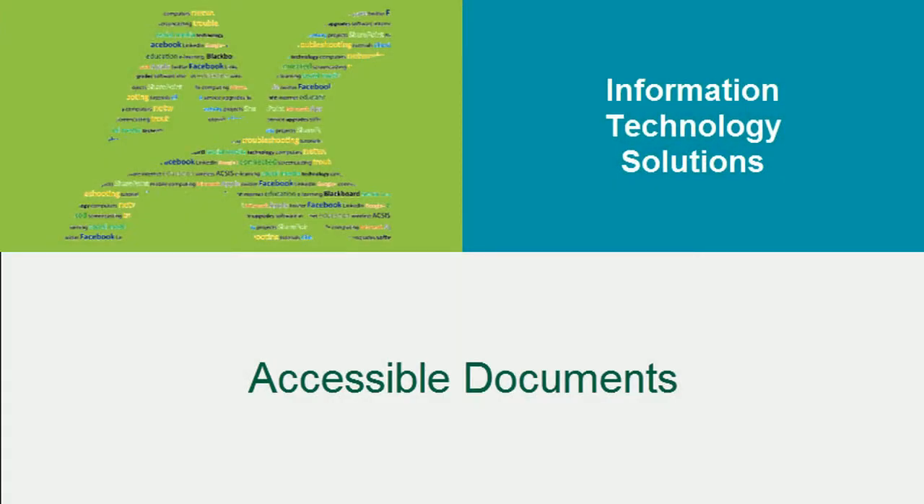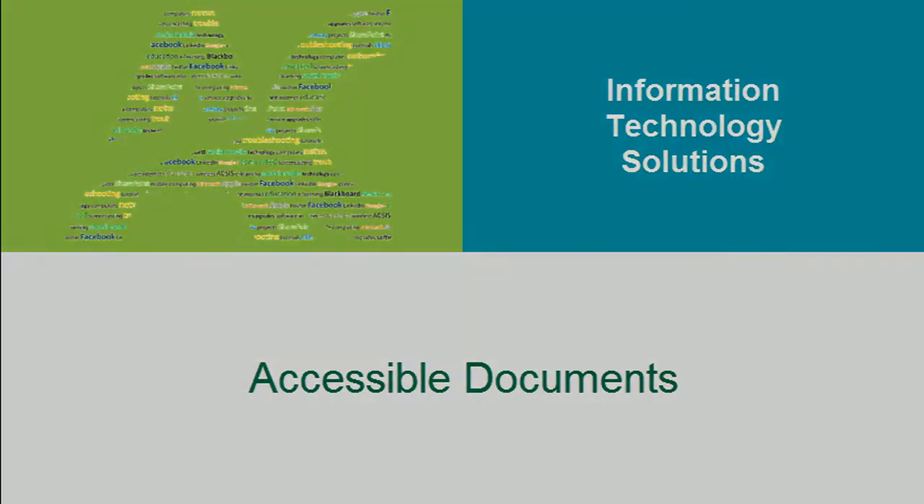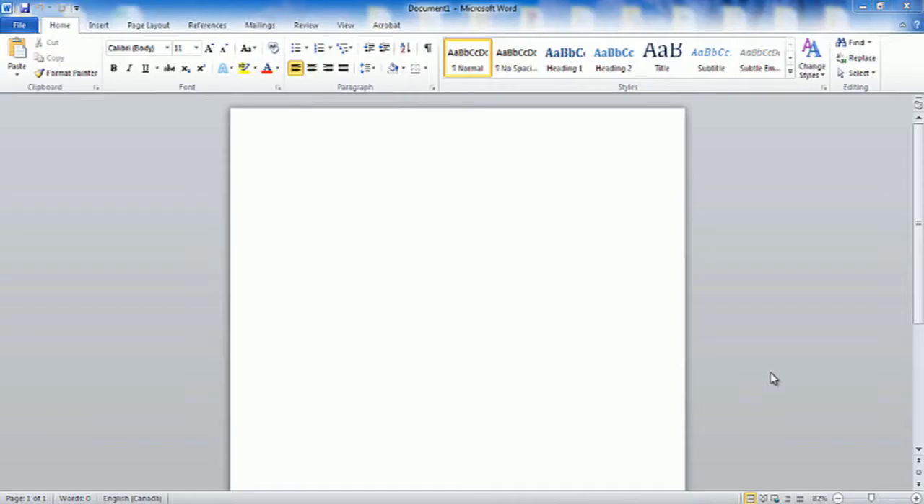You're about to learn a few tricks to make your documents more accessible. Accessible documents actually make it easier for screen readers to access information and easily relay it to users. Let's save our document first, and then we'll get into some of the basics of accessibility.